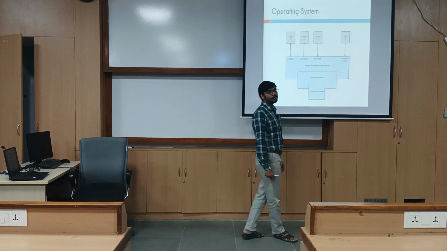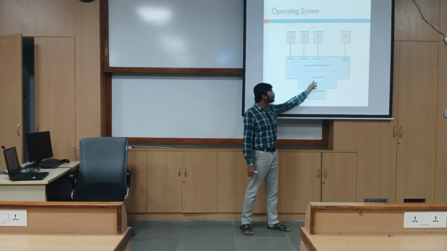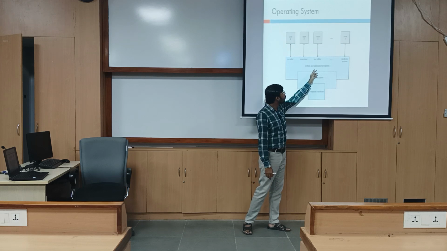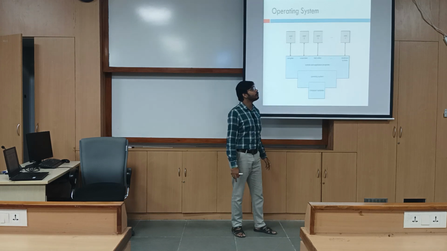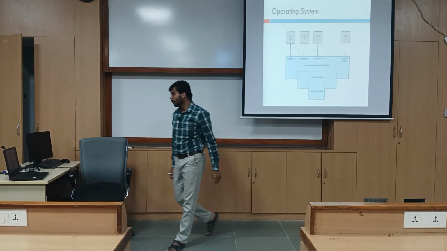So this is the generic block diagram of the operating system. Initially, computer hardware is there. On top of that, our operating system is there. On top of that, various processes and applications where users can interact and they can access the services.